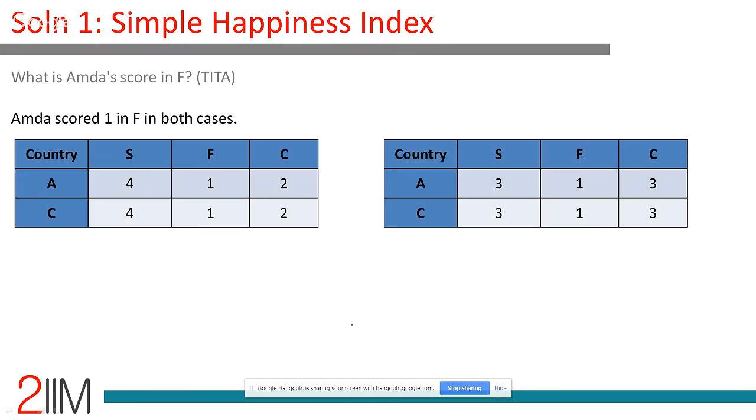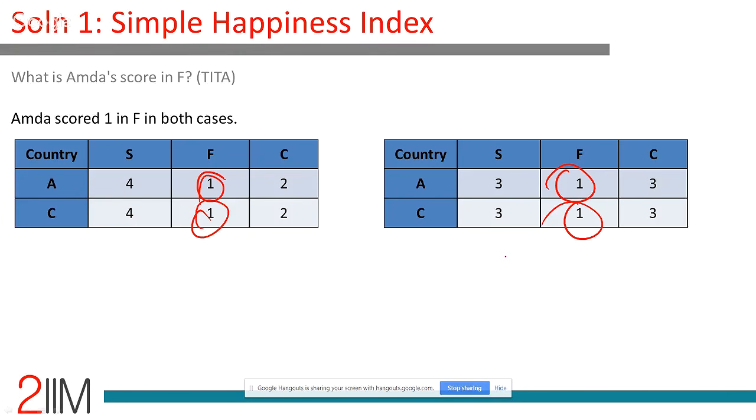Let's look at the questions. What is AMDA score in F? You need to worry only about AMDA. So we're looking at only the first 2 tables, not the next 2 tables. In F, be it 412 or 313, AMDA score in F is 1 in both cases.